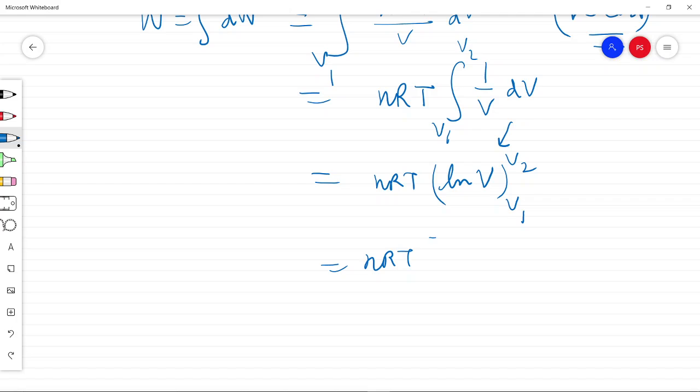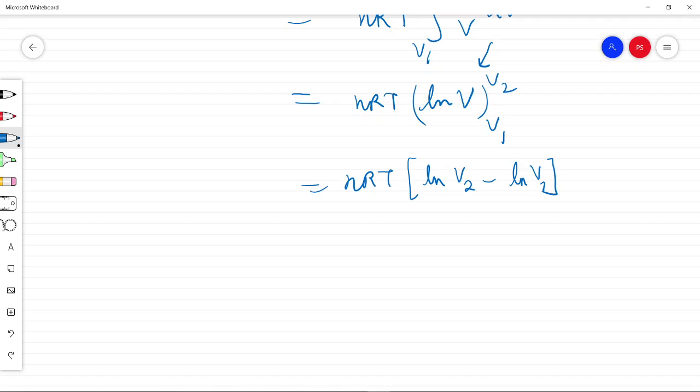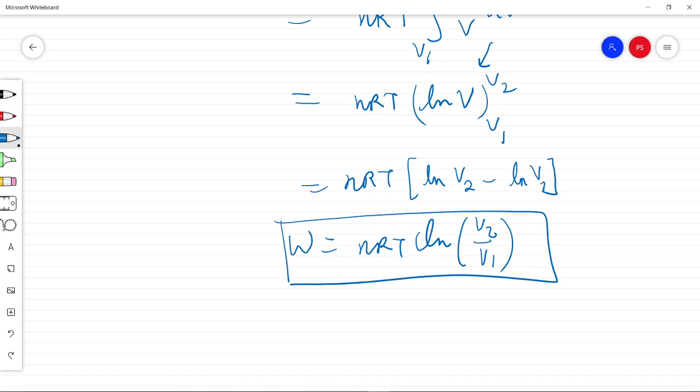So we write it as upper limit minus lower limit, and log of a minus b is just log a by b. So we have nRT log of V2 by V1. So this is the expression for work done for an isothermal process.